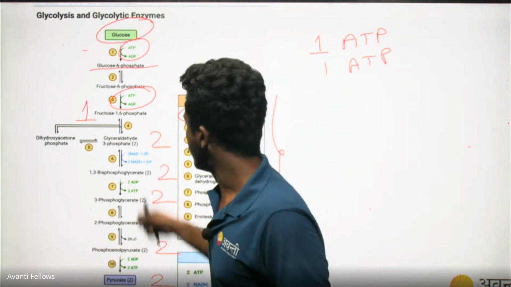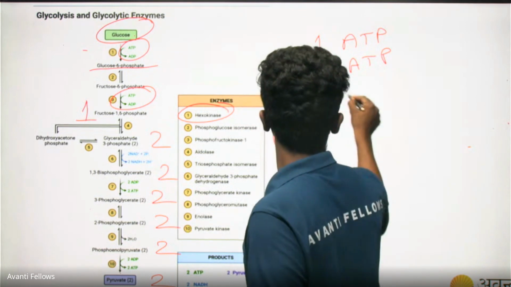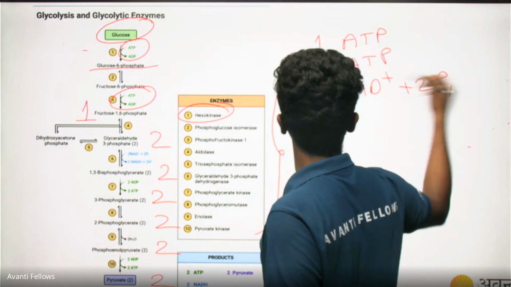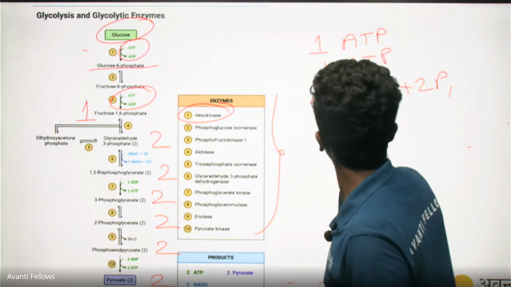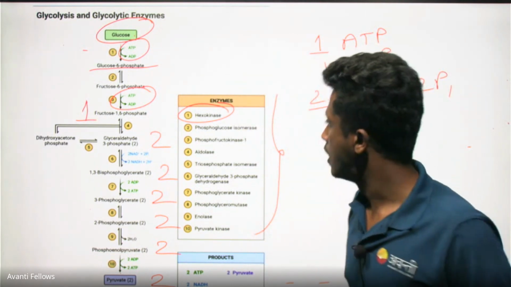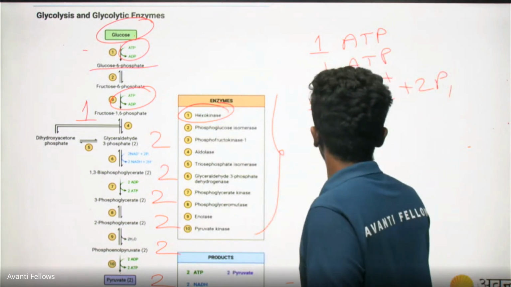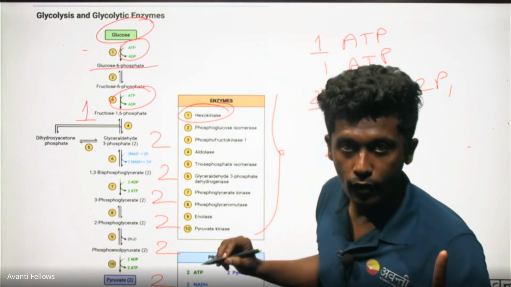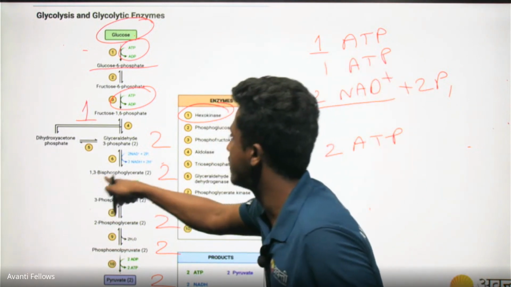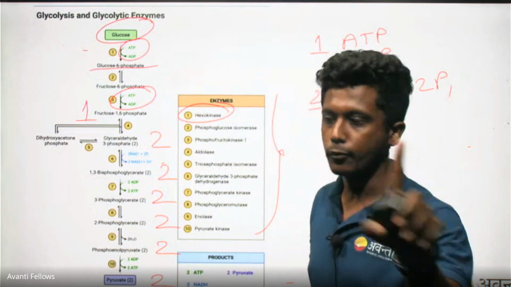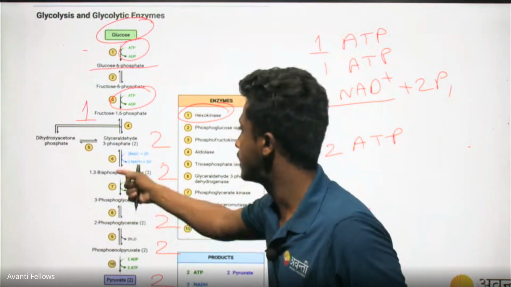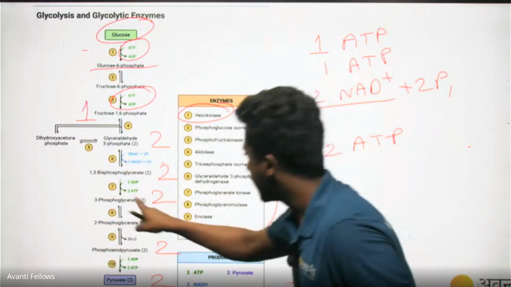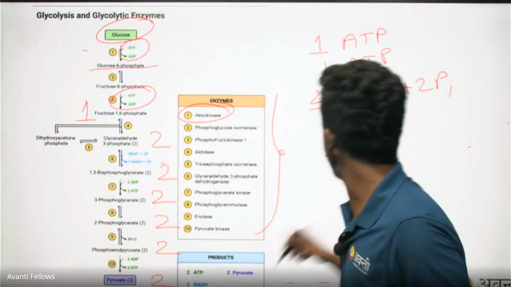And then what do we do? We invest two molecules of NAD plus and two molecules of phosphate. That is not so important, that's okay, but you have to remember this, two molecules of NAD plus. Now what do we get? In the return phase, we get two molecules of ATP. Now don't ask me how. You know that there are two 1,3-bisphosphoglycerate. For every 1,3-bisphosphoglycerate that is converted into 3-phosphoglycerate, we get one ATP. So since there are two, we get two ATP. Again, we get two molecules of ATP here.